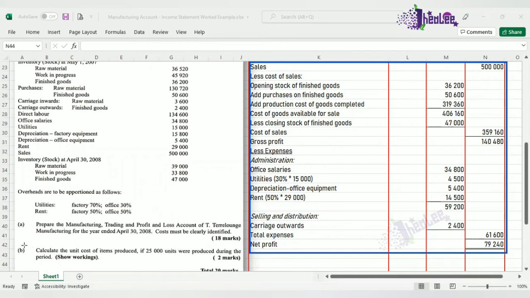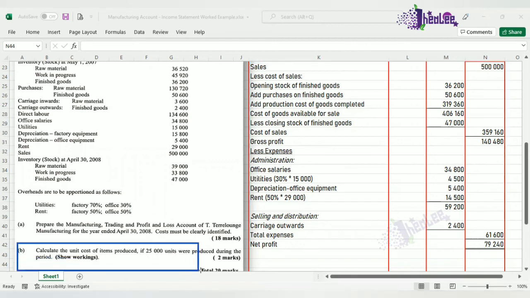Now, we are required for part B to calculate the unit cost of items produced if 25,000 units were produced during the period. And you're asked to show your workings. And guess what? It is relatively simple in doing that. Yes, I say simple. It is.